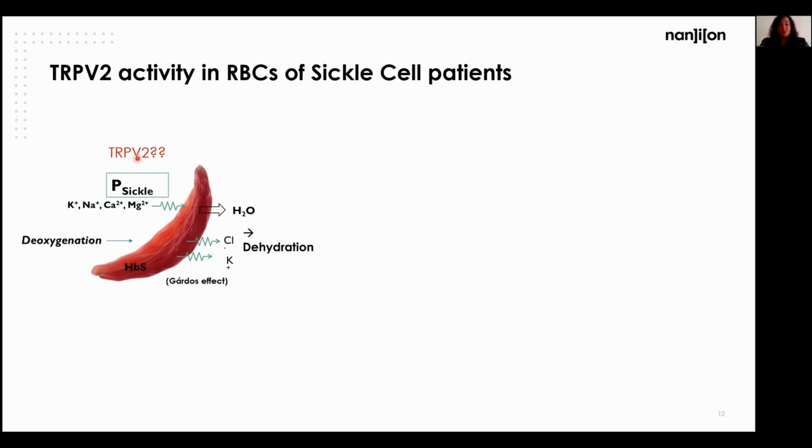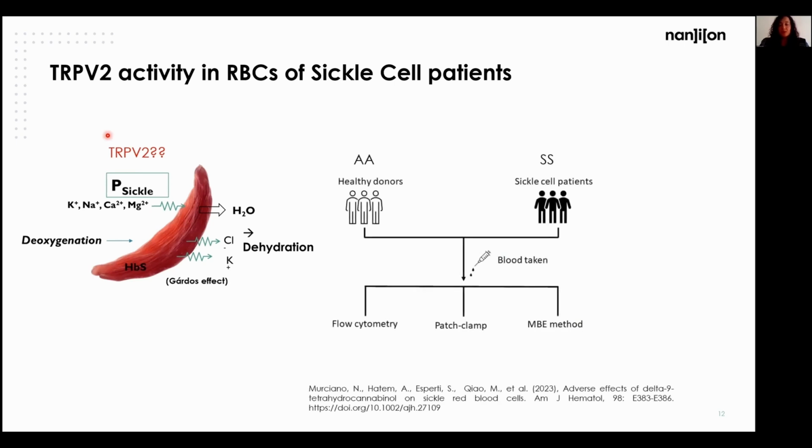Since TRPV2 allows the influx of calcium inside the cell, we wanted to see how this impacts sickle cells, applying THC to activate TRPV2, since these cells are even more sensitive to calcium changes. We performed this study in collaboration with other laboratories. We had a group of healthy donors and a group of sickle cell patients, and we decided to perform different techniques: flow cytometry, manual patch clamp, and the Nanion method.